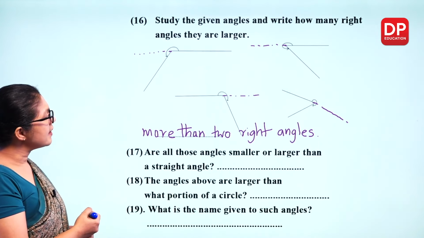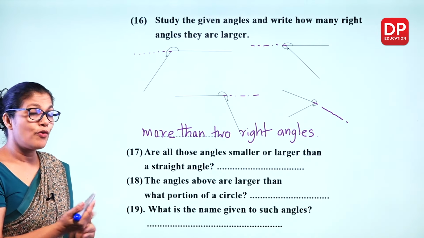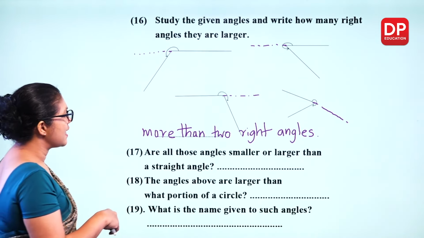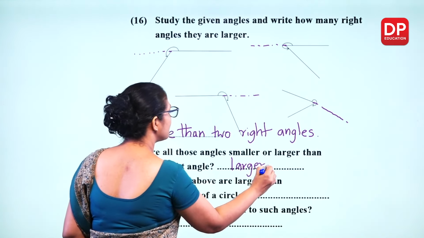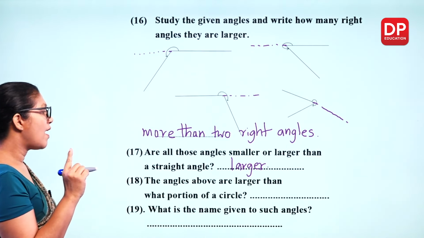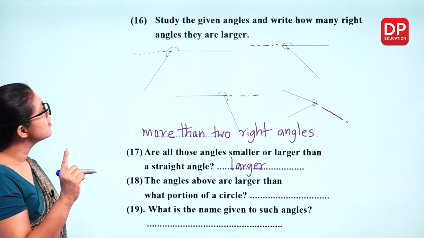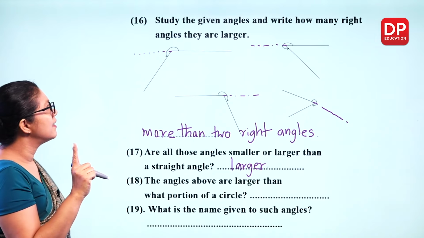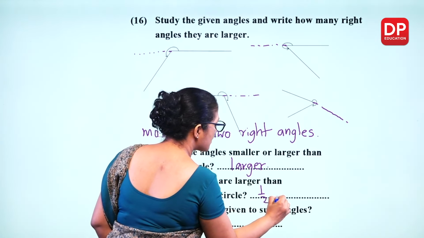Are all those angles smaller or larger than a straight angle? It's more than two right angles, means more than a straight angle. So larger. The angles above are larger than what portion of a circle? So here larger than half of a circle. So you can say half of a circle.